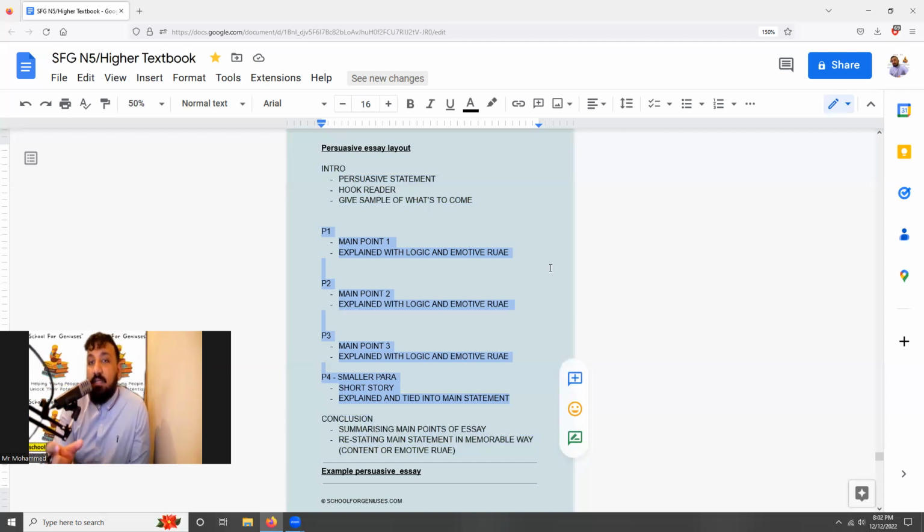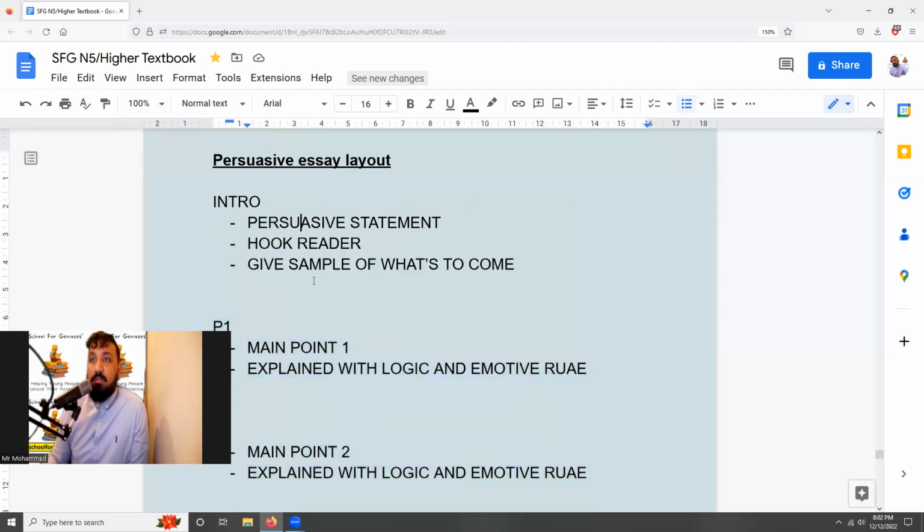And then you're going to have an additional paragraph, which is going to be based on you telling a story. Remember how I said in your planning video that you want to find a story that backs up your point. So this paragraph is going to be devoted to you telling the story and then tying the story into your overall argument, your overall persuasive point. Now let's look at each part of the structure and what you have to do in each part.